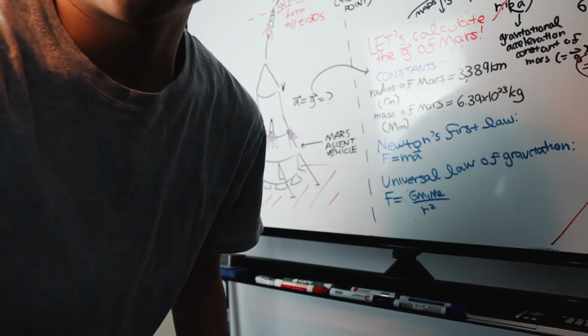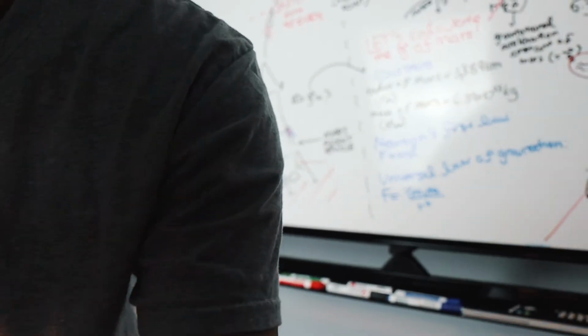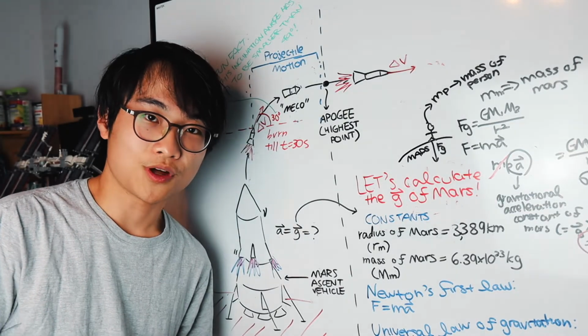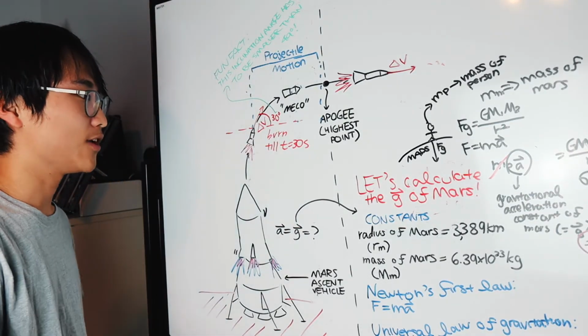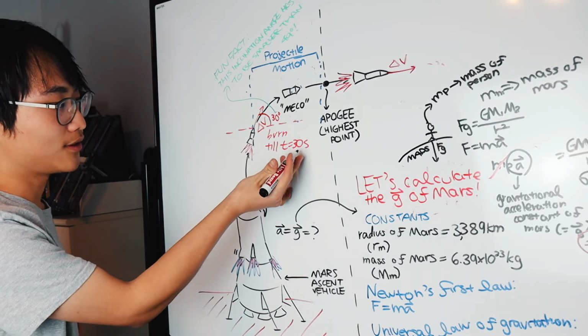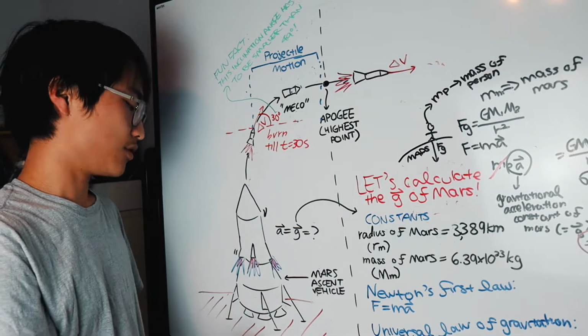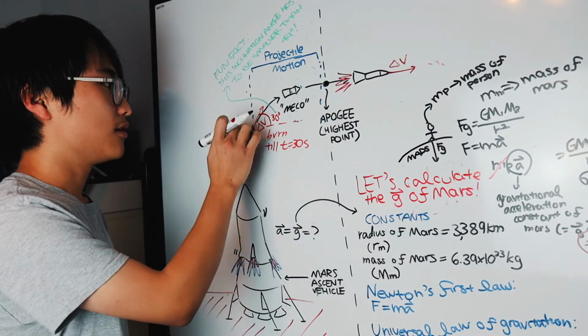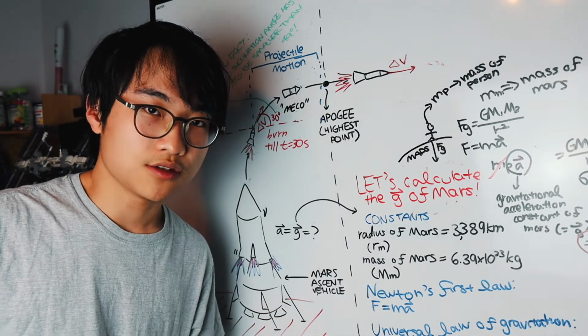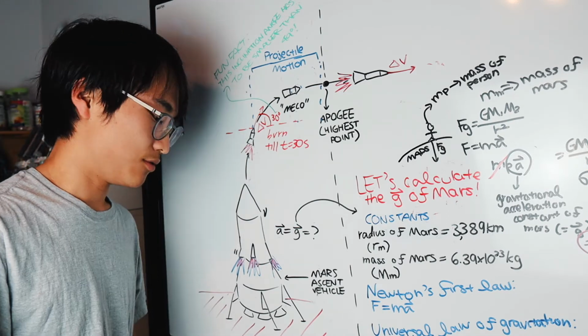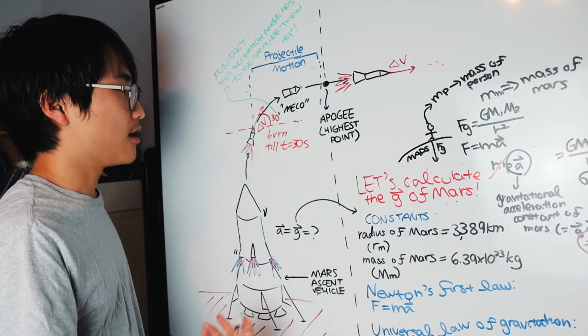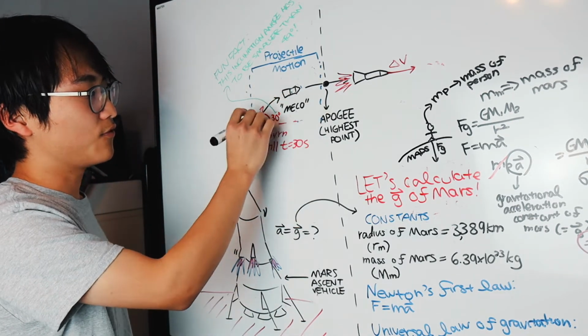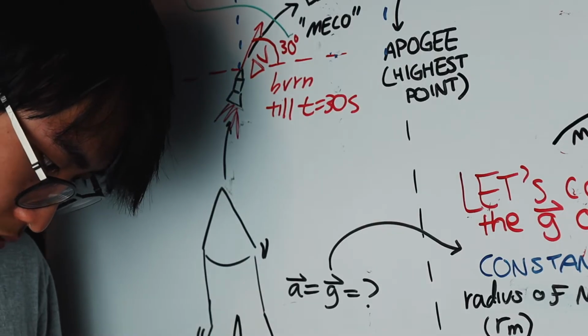I'll move the camera a little bit just to make it more clear. So we do know that after the launch of the Mars ascent vehicle, it burns till t equals 30 seconds. So these rocket engines burn until 30 seconds. And then there's MECO, which means main engine cutoff, a common terminology used in rocket science. And from here, we enter a free fall.